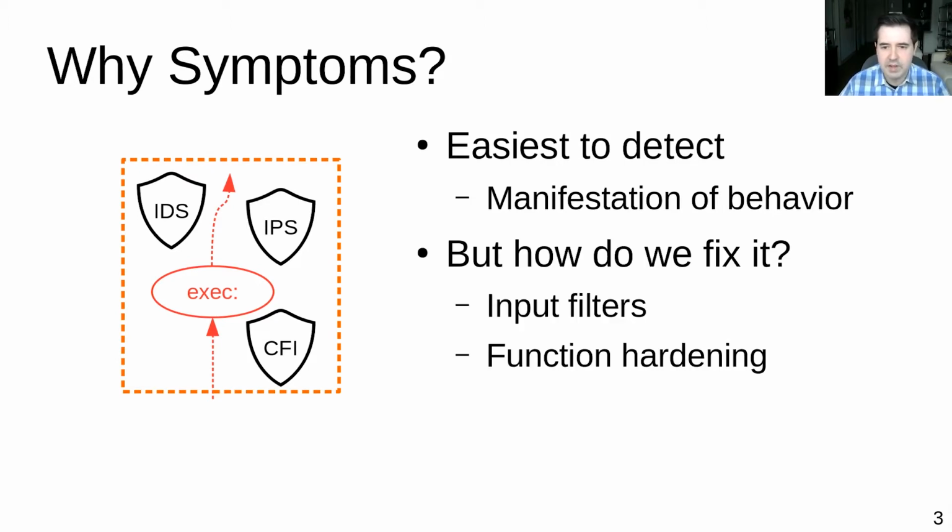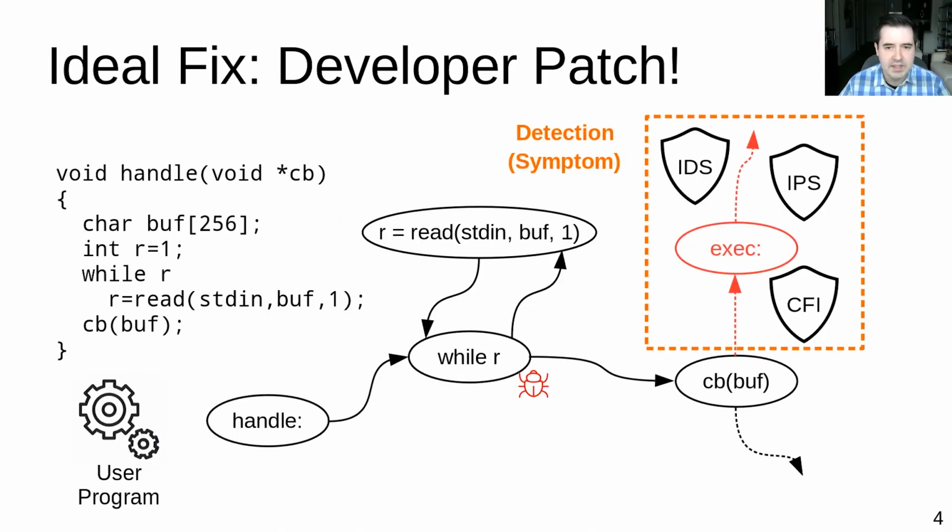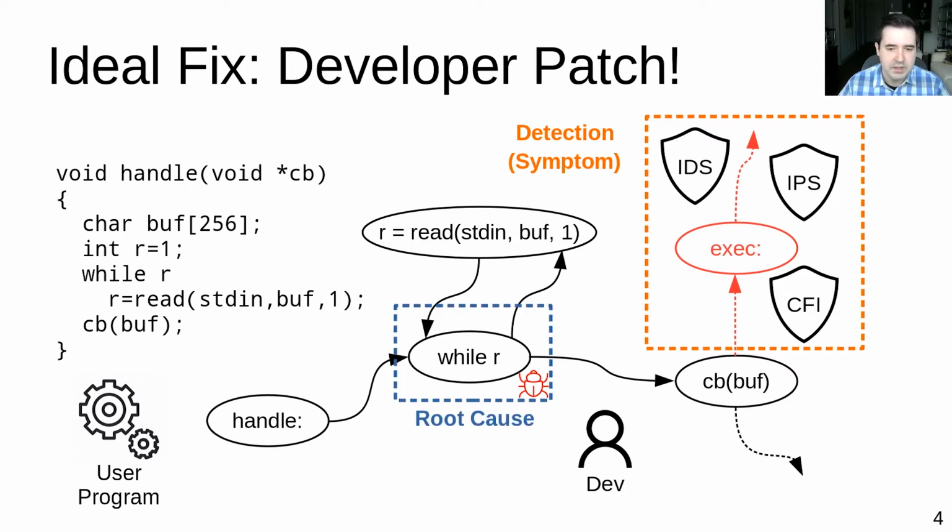Unfortunately, if we want to fix this bug and we only know its symptoms, we have to rely on techniques like input filters and function hardening, which are brittle and sometimes expensive to implement. Ideally, what we really want is for the developer to patch this bug. Unfortunately, in order for them to do so, they don't care about what the symptoms of the bug are. Rather, what they need to know is the root cause, which in this case is this while loop that's failing to account for the size of the buffer.